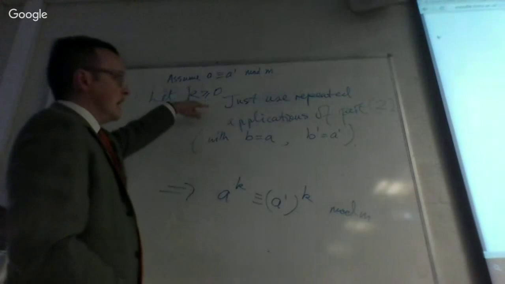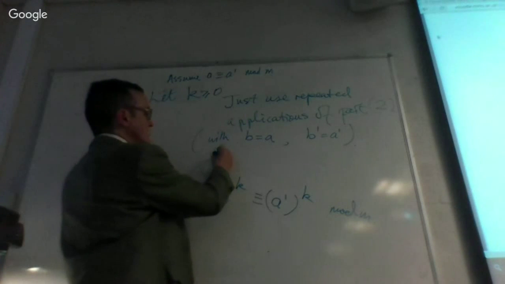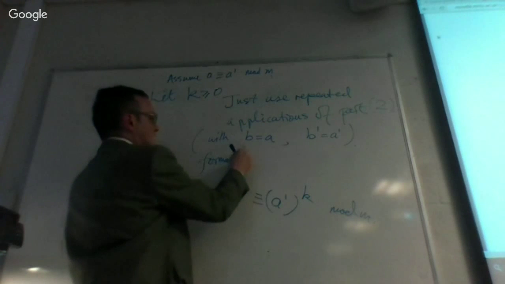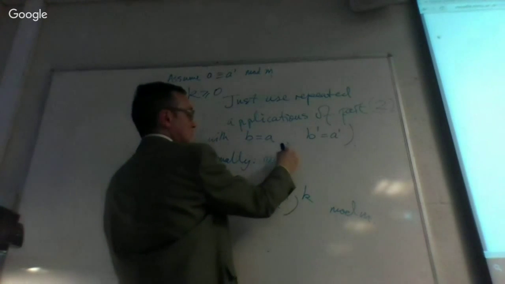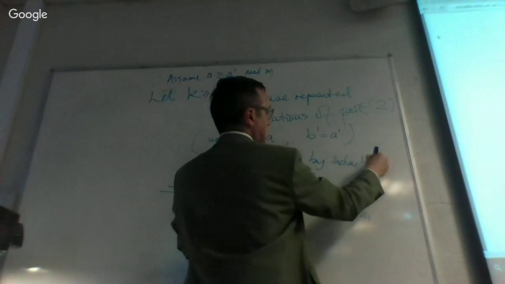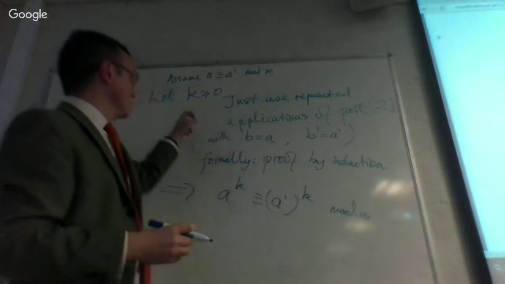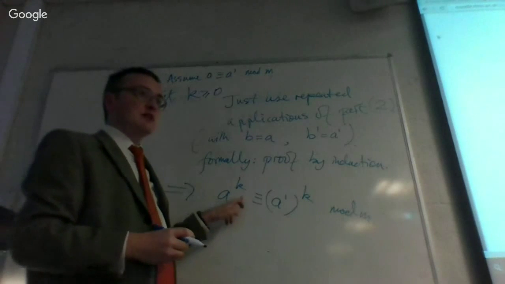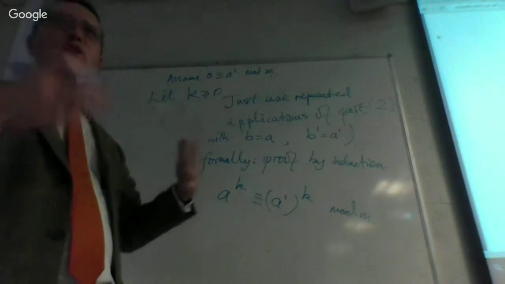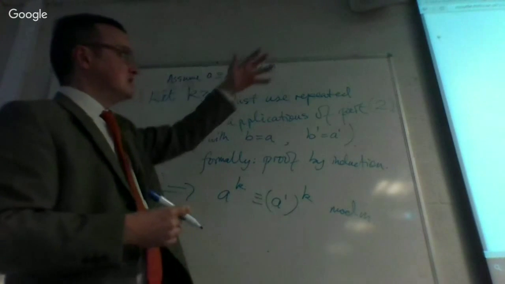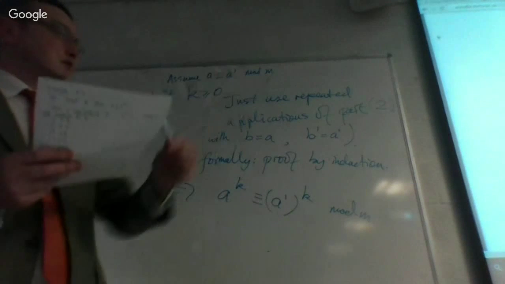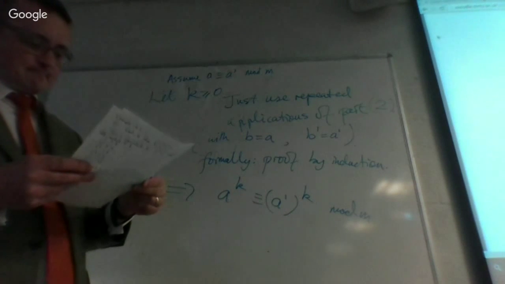If you really wanted to do it formally, you could set it up formally as a proof by induction. Proof for any exponent k, a to the power k is going to be congruent to a prime to the power k. But I think we get the idea. You just repeatedly apply that result about products.